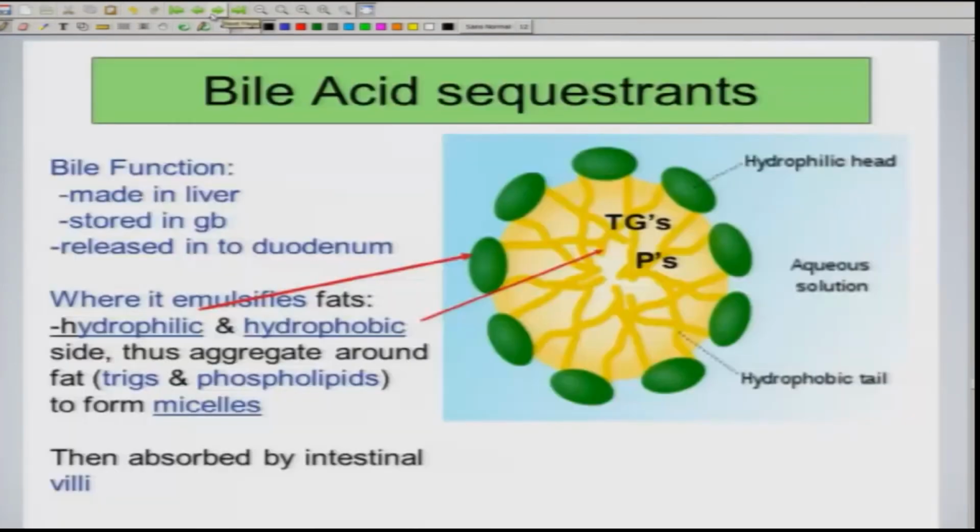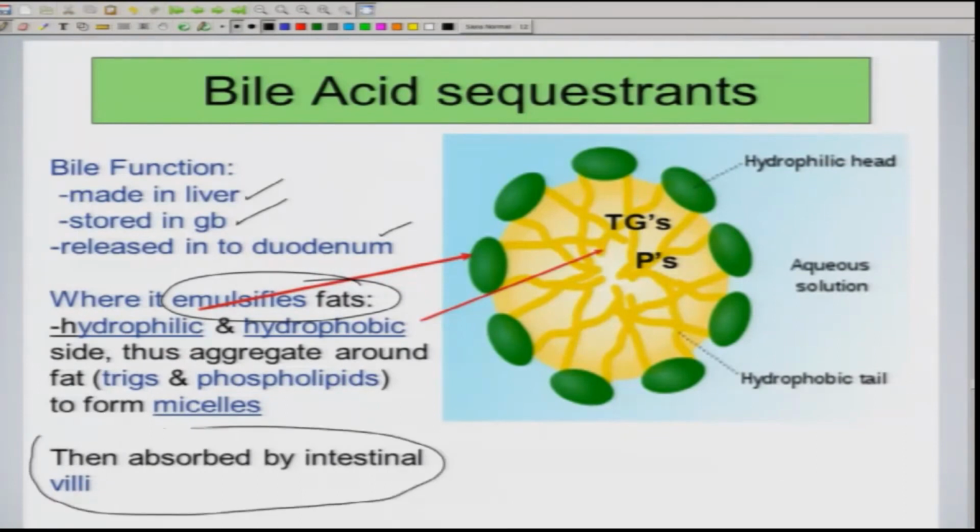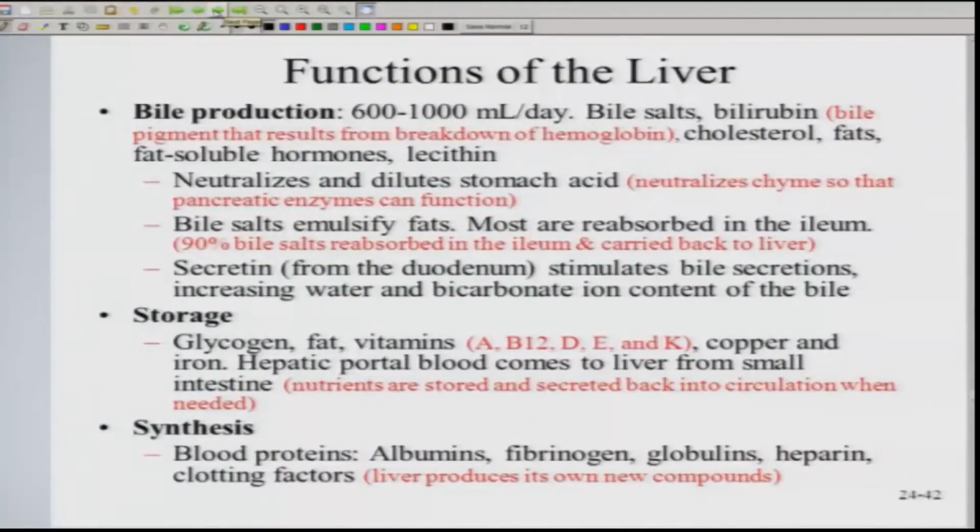Okay. So talking about bile functions: it is made in the liver, stored in the gallbladder, and released in the duodenum, where it emulsifies fat. The major job of bile is to emulsify fat. It has hydrophilic and hydrophobic moieties, and is then absorbed by the intestinal villi. Hydrophilic head in aqueous solution, hydrophobic tail. It is an amphipathic molecule, and liver function includes bile production of around 600 to 1000 milliliters per day.